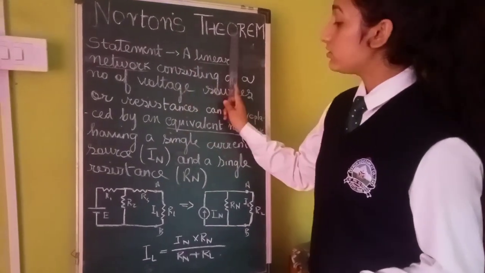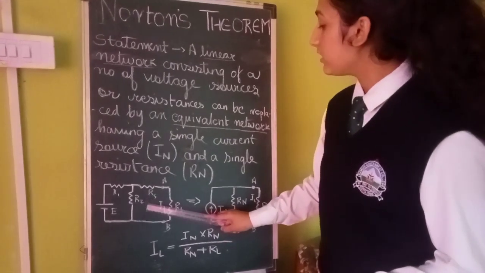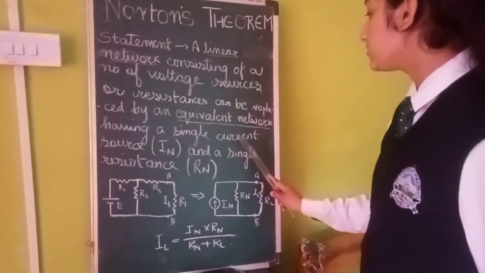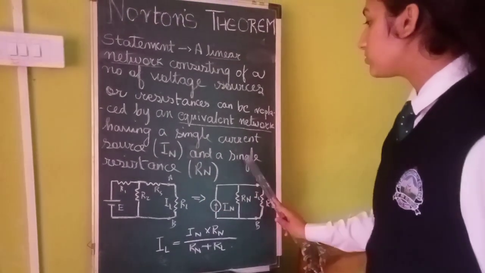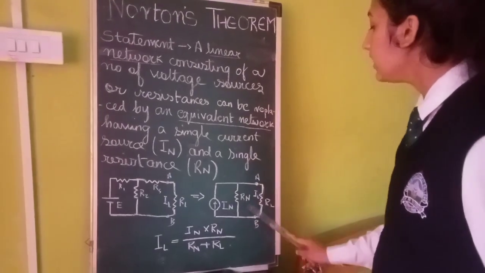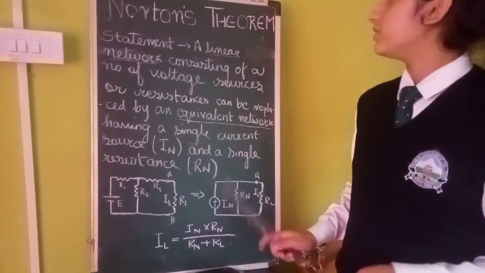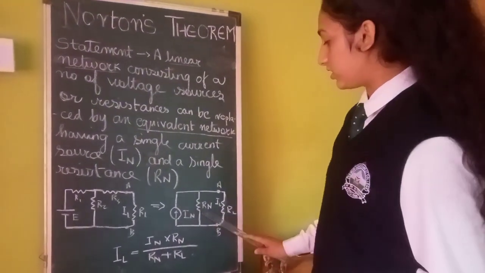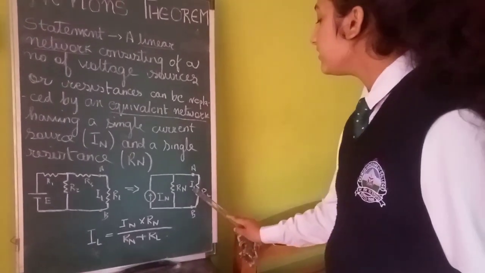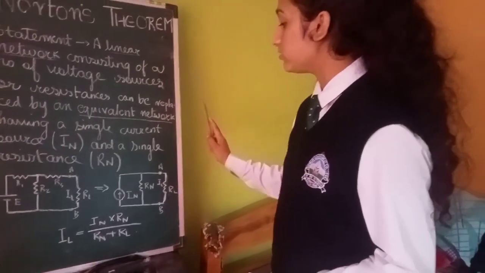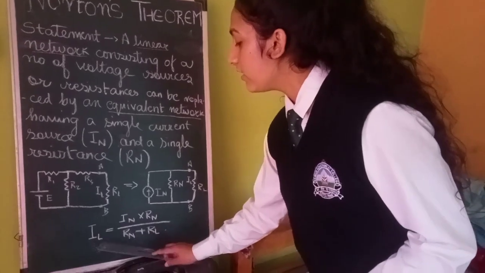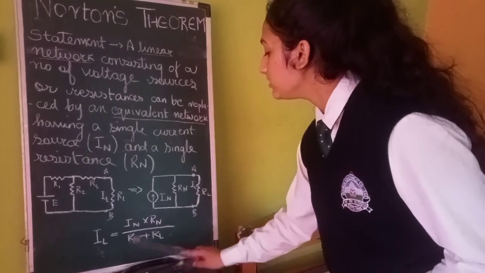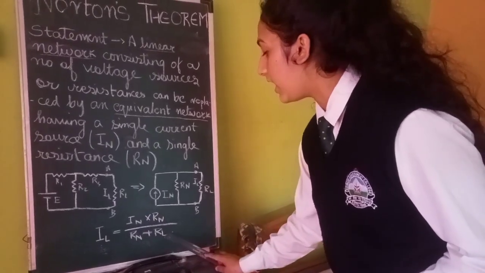And according to Norton's theorem, we can convert this linear network into an equivalent network where we will only have a single current source and also a single resistance, that is IN and RN. And the condition for Norton's theorem is that this IN and RN must be parallel to each other. So we can easily find the value of IL using Norton's theorem. We have a formula. IL must be equal to IN cross RN whole divided by RN plus RL.